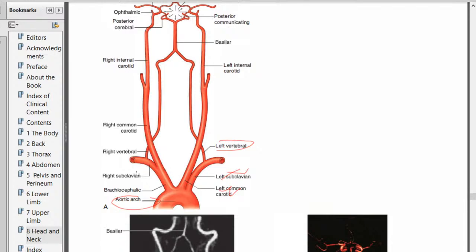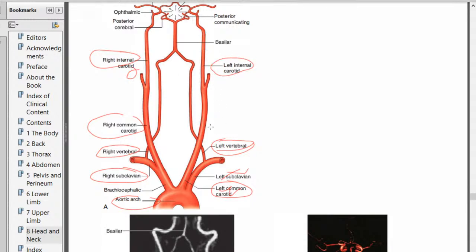Okay, so in the subclavian artery, this is the right vertebral artery, this is the left common carotid artery, and this one must be the right. This one is the right common carotid artery. Here it divides to give the internal carotid artery, and this must be the external carotid artery. This is the left internal carotid artery.